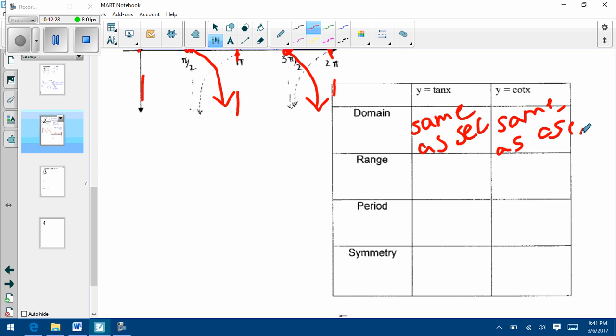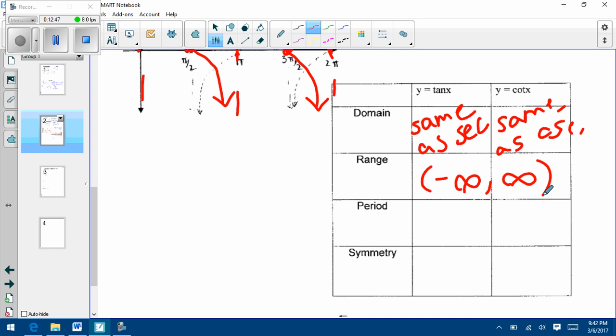Okay, so we have the domain covered, and again, you can go back and copy what we had on the front for cotangents for the domain there. The range of these functions is actually the same. The range would be all real numbers, right? The graph goes down forever, goes up forever, so the range is all reals.